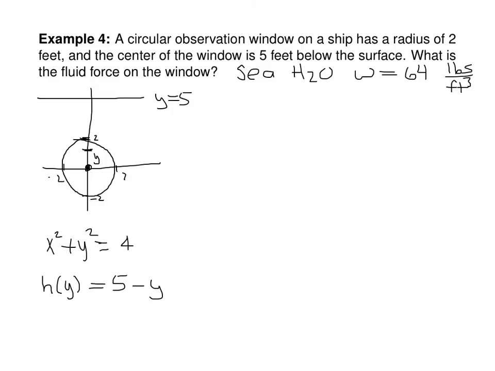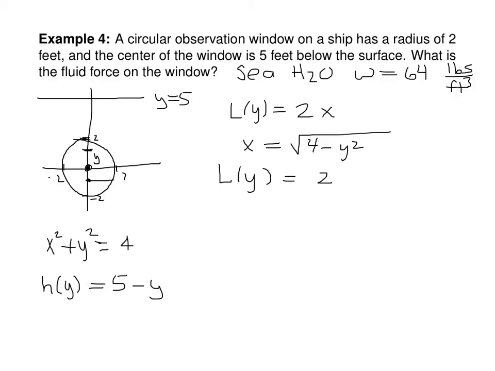Now next, I need a function for the length, and that's actually in this part not so bad. So L of y will equal, once again, 2x. And because you know that x squared plus y squared equals 4, we know that x is equal to the square root of 4 minus y squared. So the length function that I have, L of y, is 2 root 4 minus y squared.